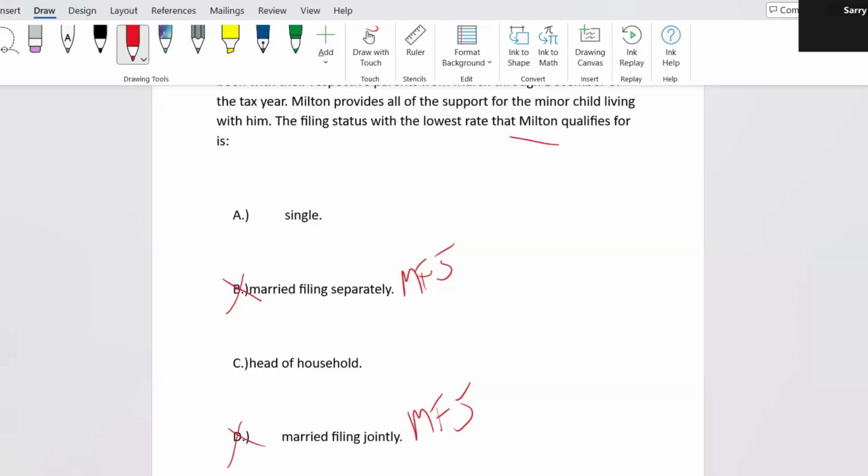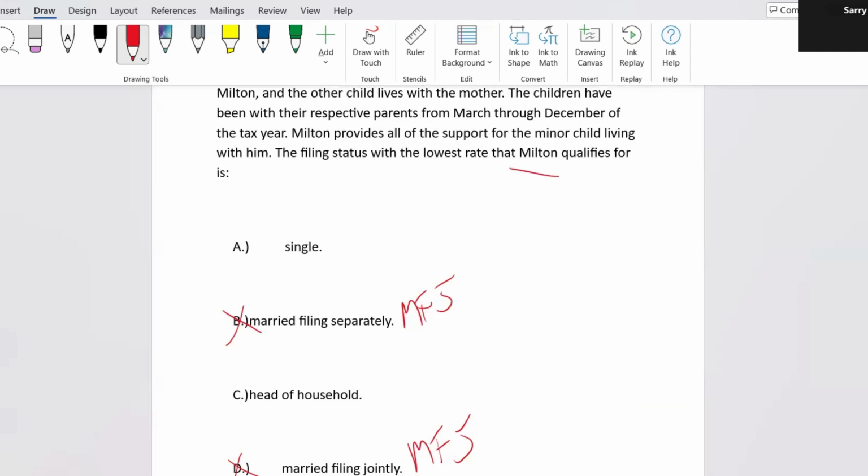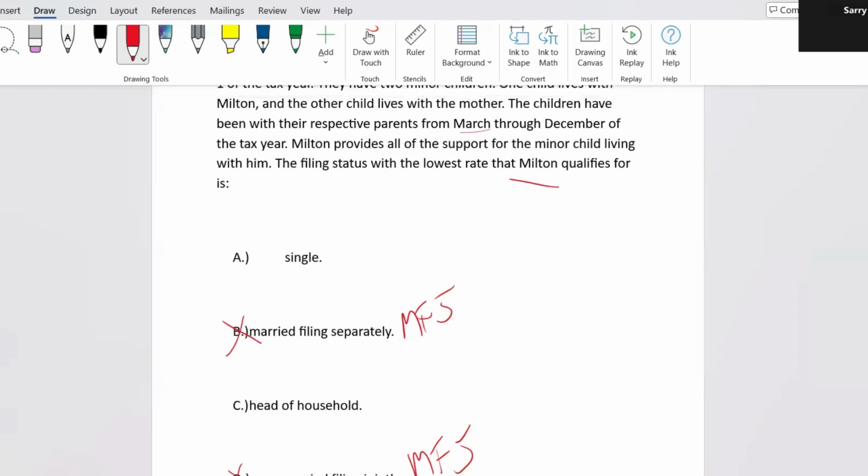But again, it's not up to you. You need to qualify, and typically the qualifying factors are you can't be married and you need to have taken care of a qualifying person for the majority of the year. So in this case, Milton was taking care of one of his children between March and December. That's the majority of the year. So he does, in fact, qualify for head of household versus single.